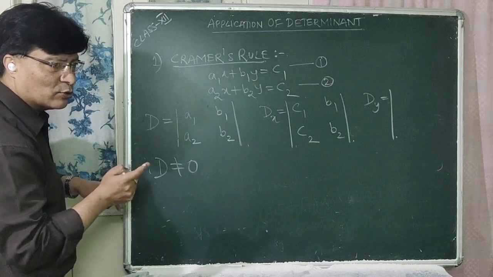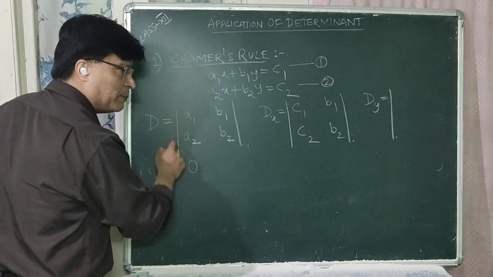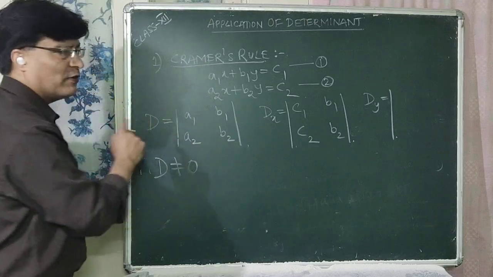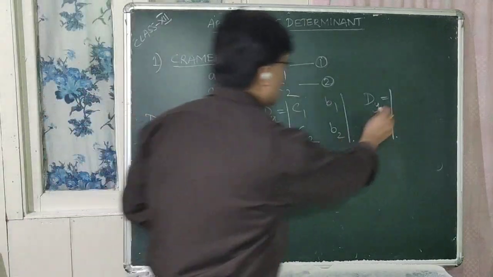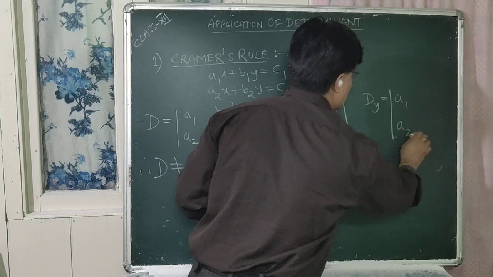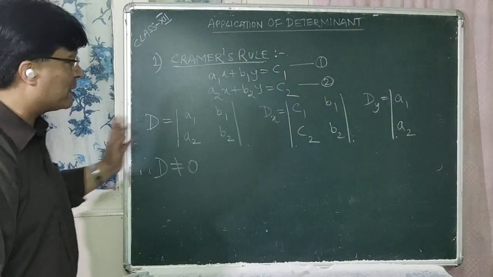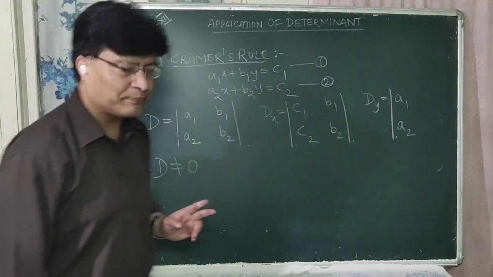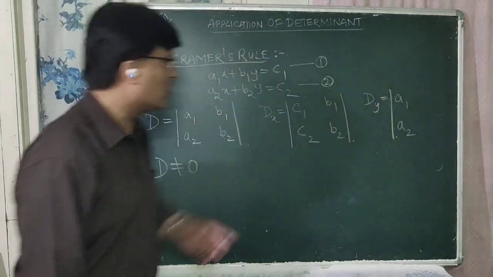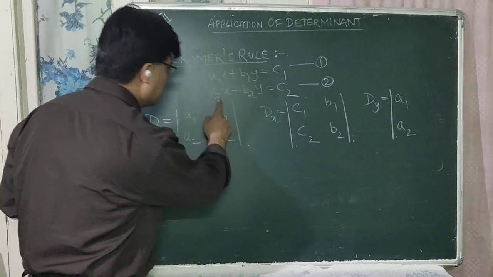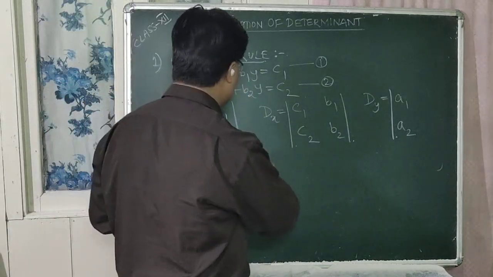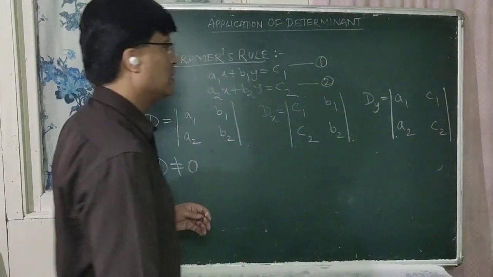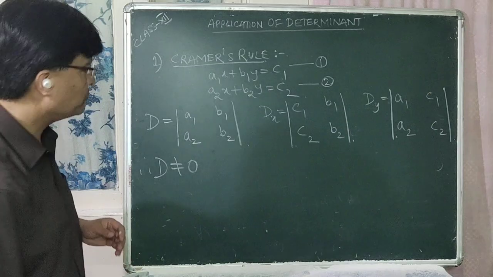C1 and C2. But you have to keep the first column as it is. That means the first column remains the same, that is A1, A2. So this is your A1, A2. The first column remains the same now in dy. In dx, the second column remains the same. In dy, the first column remains the same, but the second column should be replaced by what? Constants, that is C1, C2. Is that clear to all of you?